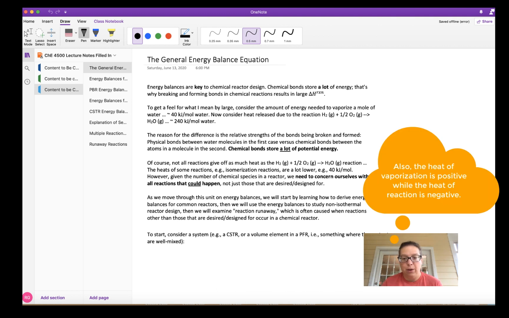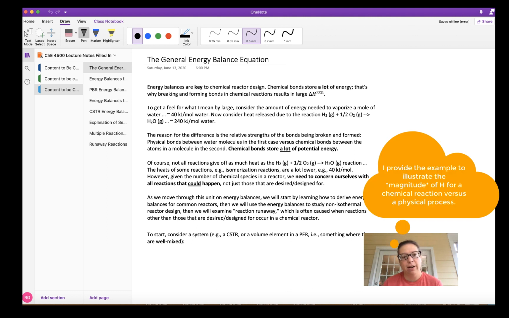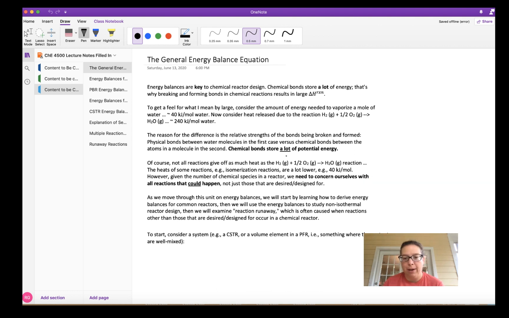The reason for this is the relative strengths of the bonds. The physical bonds between water molecules are not as strong as the chemical bonds in molecules. Chemical bonds store a lot of potential energy, and the heat of reaction is due to that potential energy. The water formation reaction has a pretty high heat of reaction, but not all reactions do. For example, some of the isomerization reactions that we'll study in this unit have lower heats of reaction, closer to that of the heat of vaporization of water.